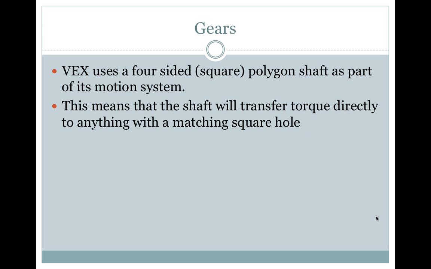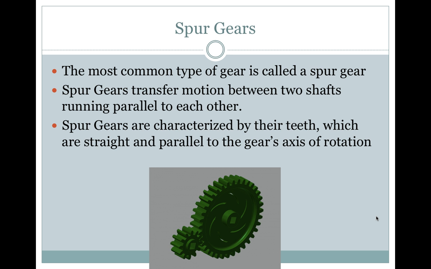Gears. VEX uses a 4-sided square polygon shaft as part of its motion system. This means that the shaft will transfer torque directly to anything with a matching square hole. Spur gears. The most common type of gear is called a spur gear. Spur gears transfer motion between 2 shafts running parallel to each other. Spur gears are characterized by their teeth, which are straight and parallel to the gear's axis of rotation.